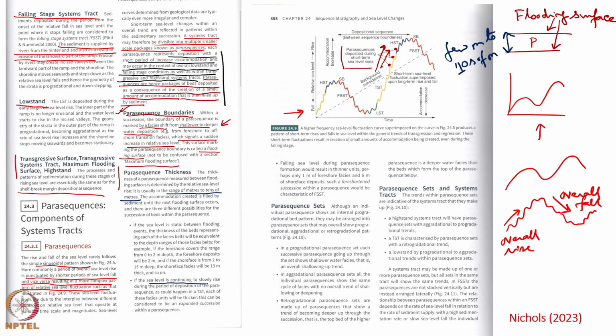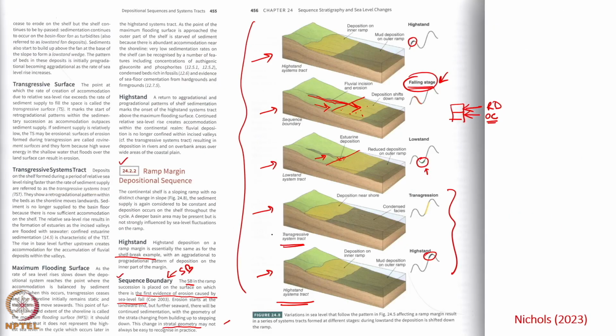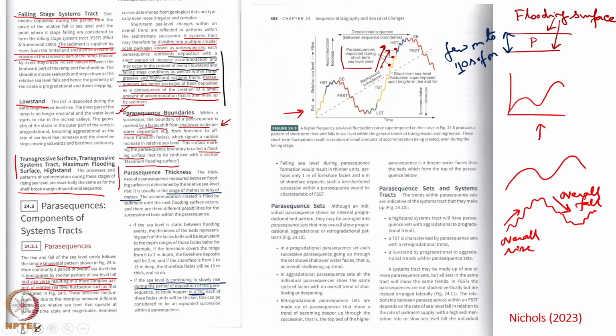If the sea level is continuing to slowly rise during the period of deposition, as happens in a TST. What is TST? The transgressive systems tract. Each of these phases will be thicker, and this can be considered as an expanded succession within a parasequence. So, within a parasequence there can be an expanded succession, thicker unit, and that can represent the sea level continuing to rise slowly during the period of deposition. A thicker sequence identified as a single sequence will have that significance.